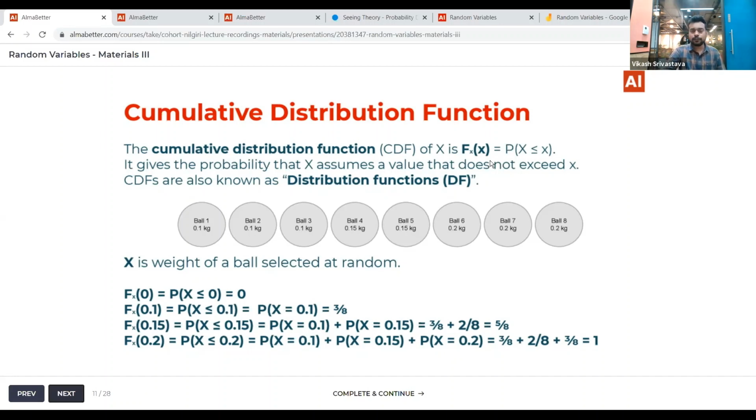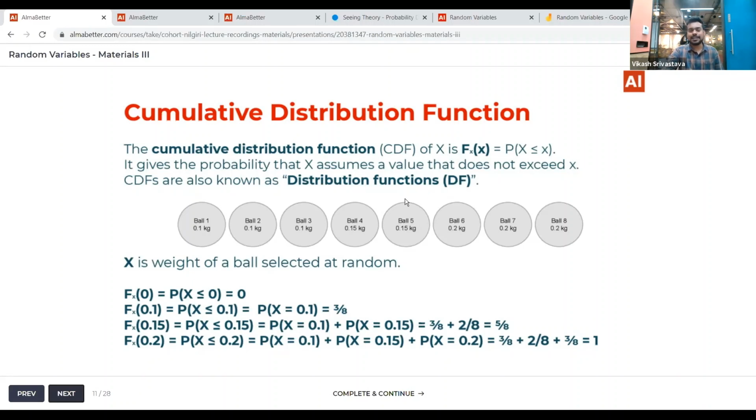Okay. So what is the meaning of writing this, that is, the probability of capital X less than or equal to small x? It gives the probability that x assumes a value that does not exceed small x, right? This is an important phrase, does not exceed, because I have a less than or equal to sign here. That means all the possible values which I'm not considering here are greater than x. It can be equal to x, but it does not exceed x, right?